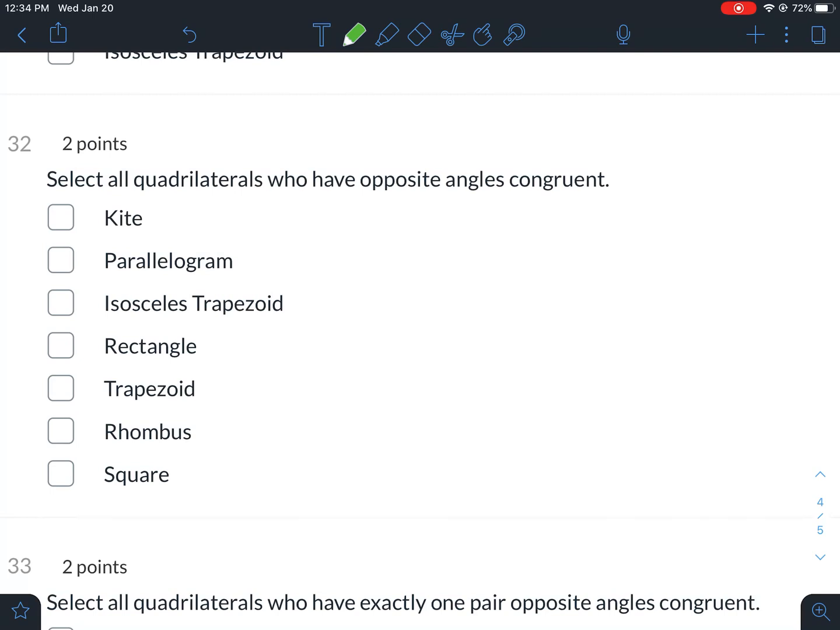32. Which ones have opposite angles congruent? All right, well, that is going to be our parallelogram family again. So parallelogram, rectangle, rhombus, and square. Kite does not, and isosceles trapezoid does not.